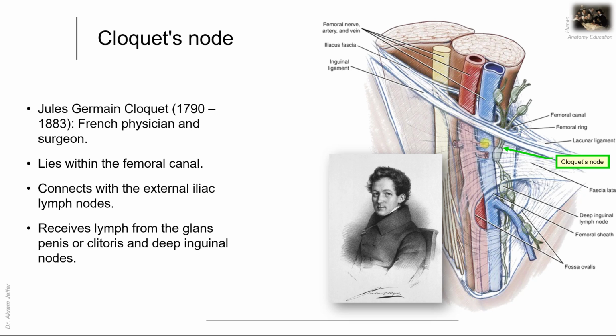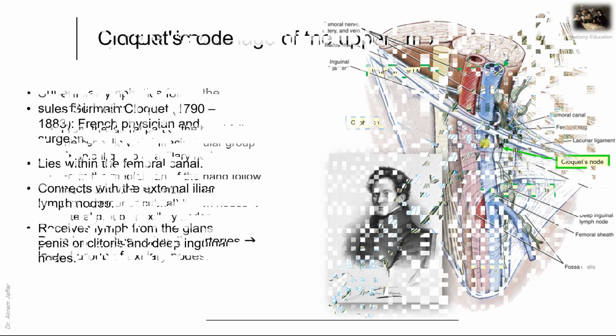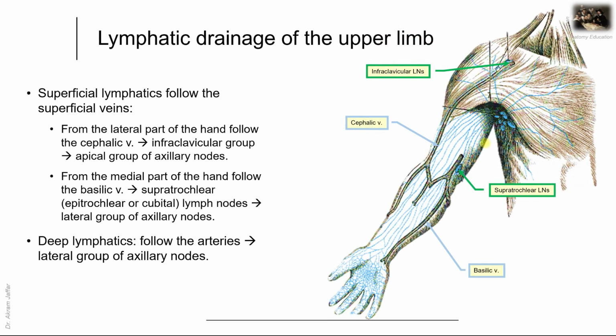So if this sentinel node is cancer-free, then further extensive lymph node removal can be avoided, and this will reduce the risk of complications like lymphedema, as we will see in a moment how removal of lymph nodes might result in lymphedema in a limb. Now, so far about the lymphatic drainage of the lower limb. Now I will deal with the lymphatic drainage of the upper limb.